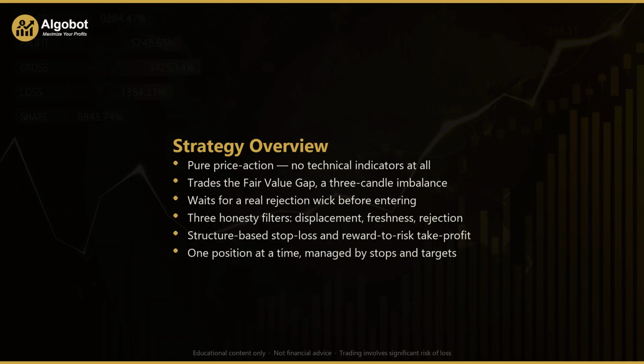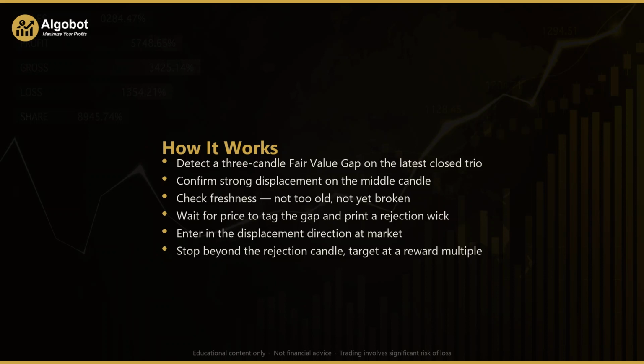Importantly, this strategy uses no technical indicators whatsoever. There is no moving average, no oscillator, nothing. Even the average range it uses for filtering is calculated by hand from raw highs and lows. This makes it well suited for traders who want to study clean, structural price action, and for anyone curious about how smart money concepts can be translated into precise, rule-based code. Remember, everything here is for educational purposes only and is not financial advice. Let's walk through the logic step by step.